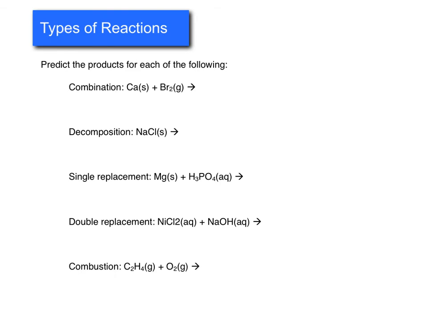We know that calcium takes on a +2 charge, and bromine, if you remember, takes on a -1 charge. So to make that a neutral compound, we would need CaBr2.